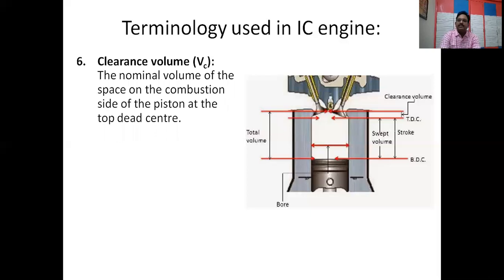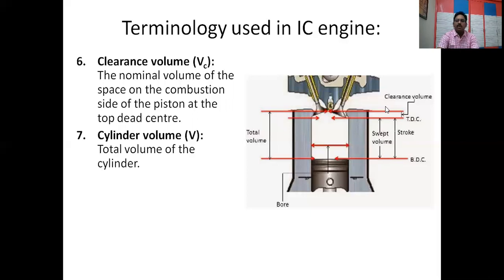There will be a space above the top dead center. This clearance is given for the combustion. For the combustion process to take place, to give a spark or to inject fuel, we need to have some space. That space is called the clearance volume. See here in this one, this is the top dead center and the bottom dead center. This is the stroke, and above the top dead center you have some space. That space is called clearance volume.